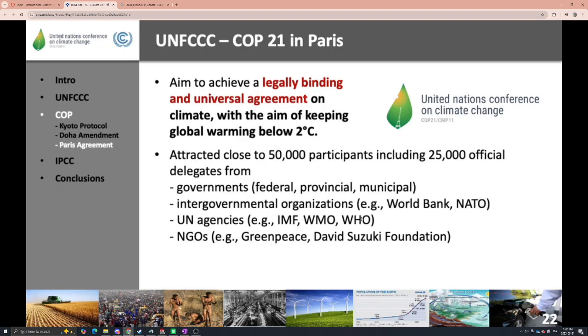The conference attracted close to 50,000 participants, including official delegates from governments, intergovernmental organizations like the World Bank or NATO, United Nations agencies, and non-government organizations or NGOs like Greenpeace or the David Suzuki Foundation. We actually had a graduate from the REM Master's Program in Paris who was participating in the conference with the David Suzuki Foundation.